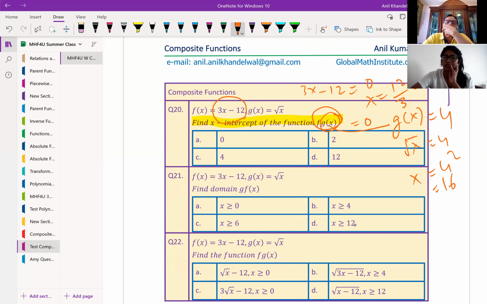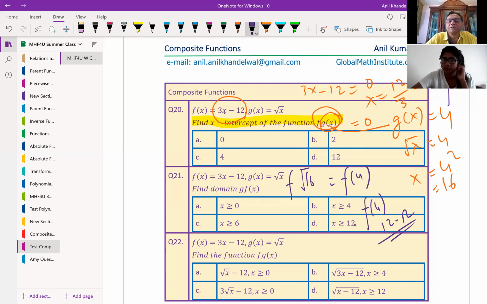So let's see again what happened. If I plug it back, if I write 16 here, for example, let's just check it. So if I write 16 for g of x, it's square root of 16, right? Which will be f of 4, correct? So if I substitute 4 here, what do I get? F of 4 is 0. 12 minus 12 is 0, right? So that is the correct answer. This should have been 16. Is that clear to you?